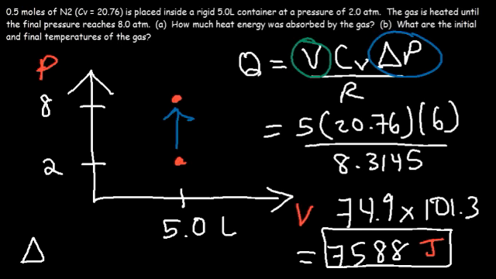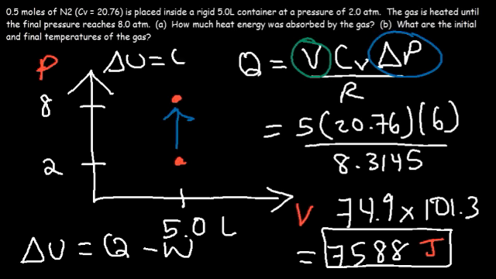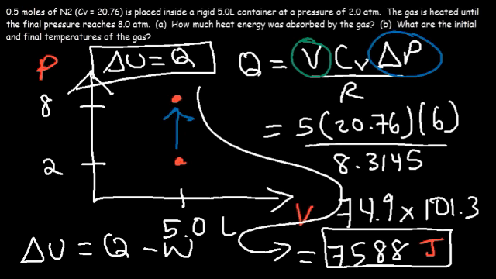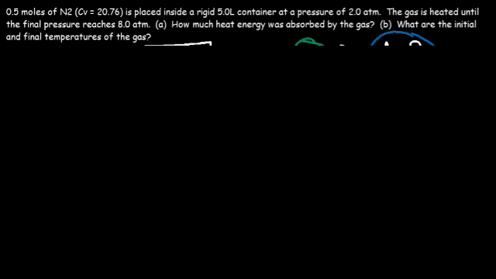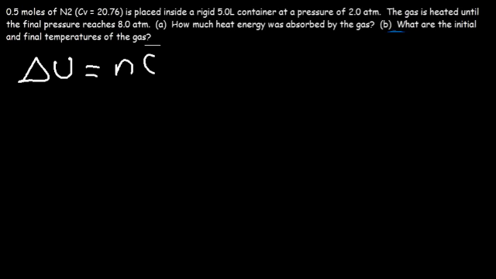And we know that delta U is Q minus W. And since W is 0, delta U is equal to Q in this problem. So as a result, delta U is also 7,588. Now we know that delta U is always equal to this equation, n Cv delta T. So you can also find Q using that equation.